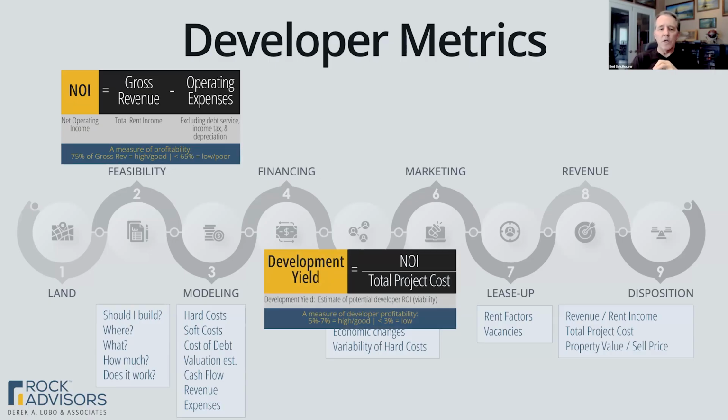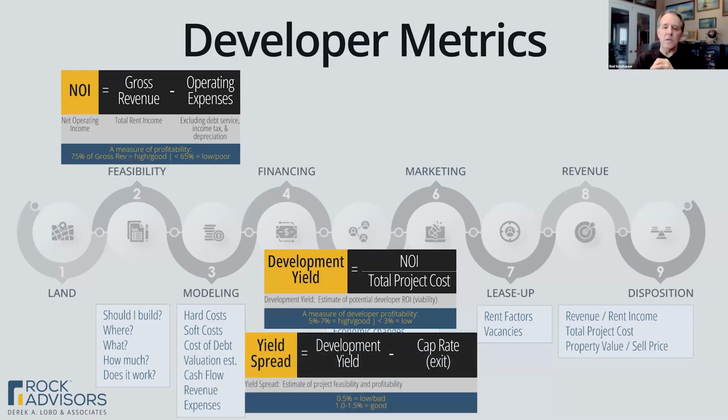The next one the developer really looks at is something called development yield. That's the net operating income divided by the total cost of the project. And why is it important? The developer looks at this as, is my project viable? Does it make sense? It's an estimate of the developer's potential profitability. And 5 to 7% is not a bad number to shoot for. 3% and lower is considered low. But again, it's not a make or break number. It all depends upon other elements surrounding the actual project, but you get an idea of the development yield.